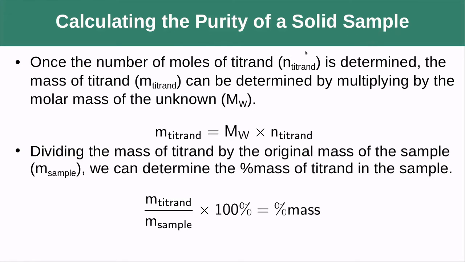Calculating the purity of a solid sample. Once the number of moles of titrant is determined, the mass can be determined by multiplying by the molar mass of the unknown. So once we figure out how many moles of the unknown we have, we can multiply by its molecular weight to get its mass. Dividing this mass by the original mass of the sample, we can determine the percent mass in the sample. So we take the mass divided by the mass of the sample, multiplied by 100%, and we'll get our percent mass.